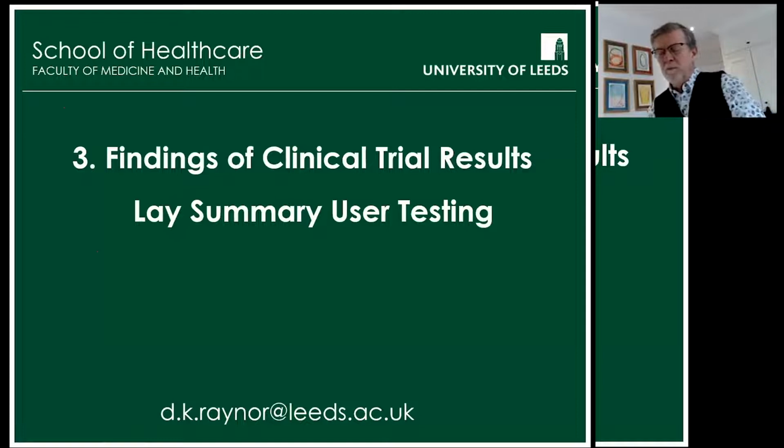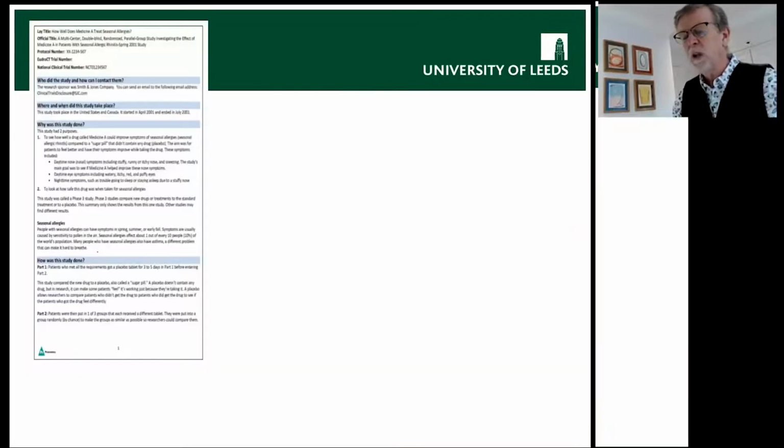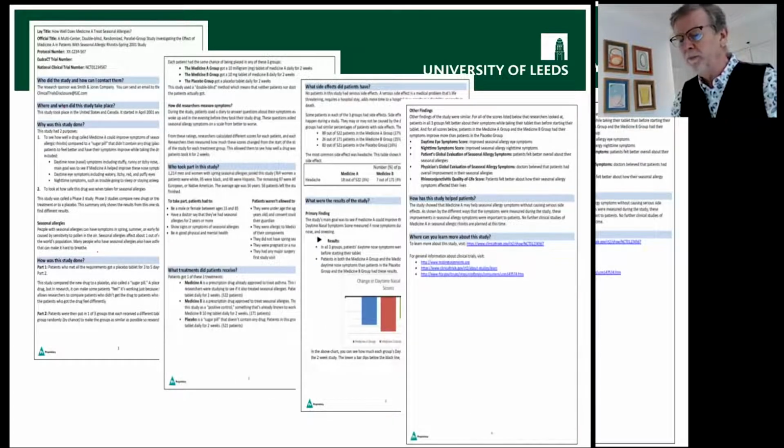Okay, so I've explained to you what user testing is. I've talked to you about the golden rules. So now I'm going to talk to you about the findings of some user testing we did of a clinical trial results lay summary. This was a document that had these 4 pages. And this was done before the regulations were talked about and all the processes that have been going on in the European Union. And so we user tested it with members of the public who are the target audience for these results lay summaries.